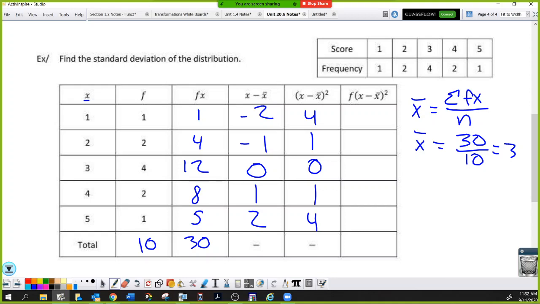So now we're just doing the frequency, which is this column, times the value you just found. So now we have 1 times 4, 2 times 1, 4 times 0, 2 times 1, and 1 times 4. And now we do want that number because remember, the formula required this sum divided by the number of terms, and then we take the square root. So these things add up to 12.